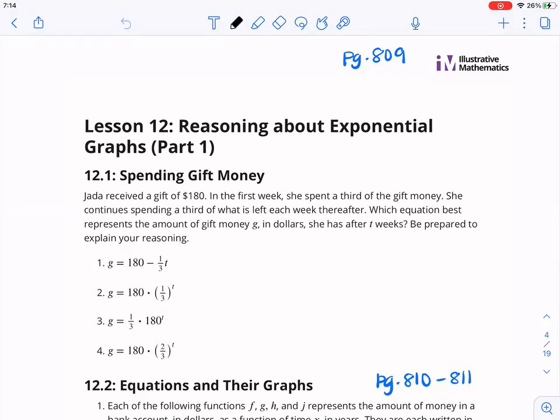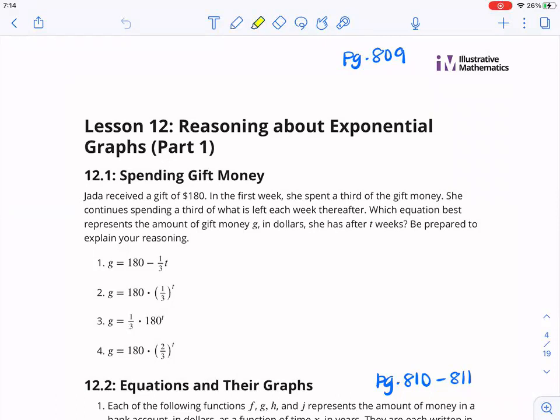Activity 12.1, Spending Gift Money. Jada received a gift of $180. In the first week, she spent a third of the gift money. She continues spending a third of what is left each week thereafter. Which equation best represents the amount of gift money G in dollars she has after T weeks? Be prepared to explain your reasoning.